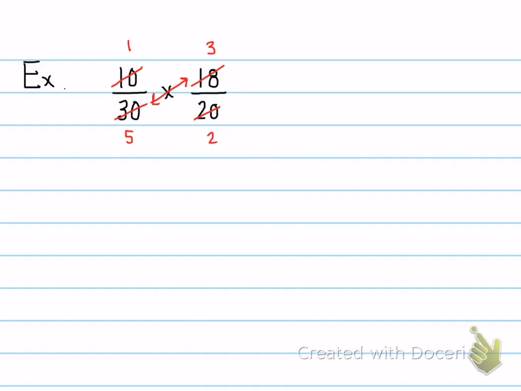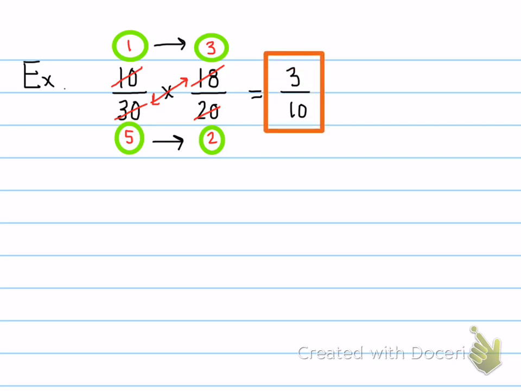I look vertically. I have 1 and 5. And 1 and 5 cannot be simplified. And I have 3 and 2. 3 and 2 cannot be simplified. So what I can do now is I can just multiply across. 1 times 3 is 3. 5 times 2 is 10. And I check to see if there's anything I can simplify anymore. There is not. So my answer is 3/10.